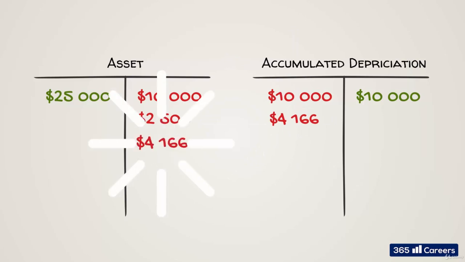Before we make any revaluation entries, let's clear out depreciation. We have 1 year of depreciation for $4,166. I'll debit accumulated depreciation for $4,166 and will credit tangible assets for the same amount.